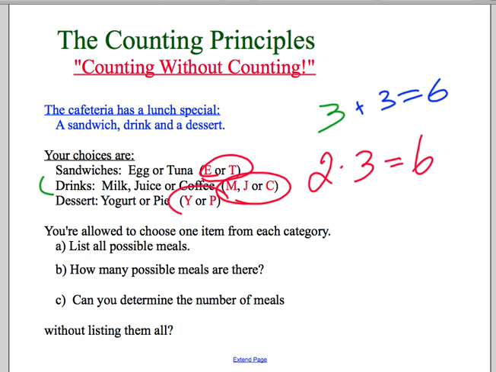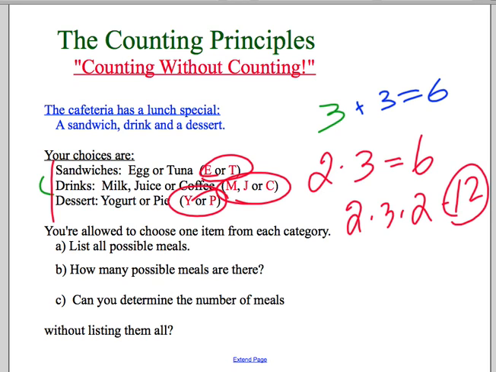If I want to know how many with all 3 in there, sandwiches, drinks, and desserts, I would simply multiply the 3 different groups together. Oh, that's a 2. Why did I put a 3? Love the delay when you're working with a smart board. Like so. And again, that's how many different sandwiches, drinks, and dessert meals I could get.